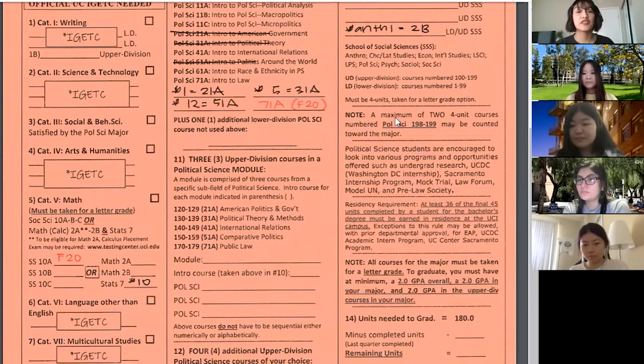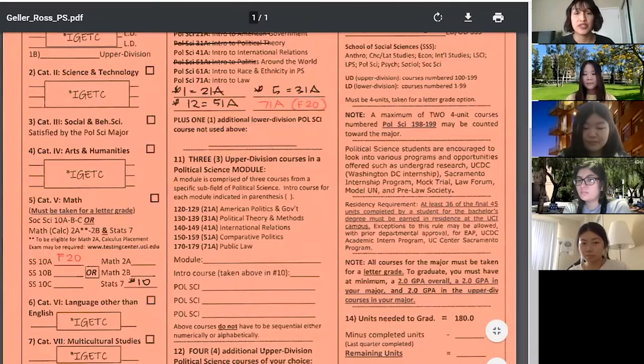And then 36 of your final 45 units should be completed on campus. However, because of COVID-19, that's probably an exception. You must also have a 2.0 GPA overall, a 2.0 in your major, and a 2.0 in your overall upper division courses. And you must have a total of 180 units to graduate.